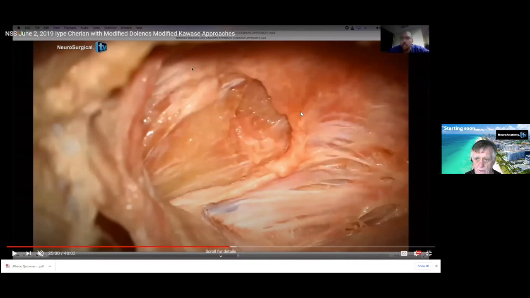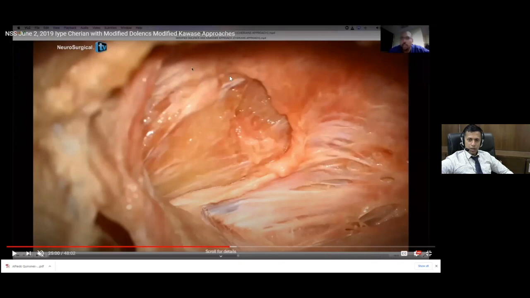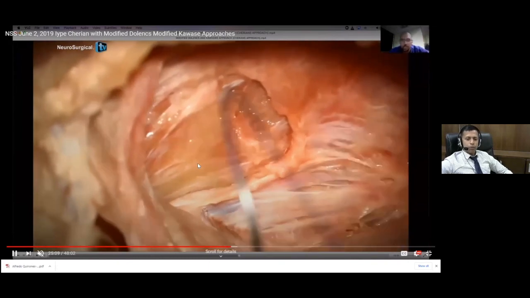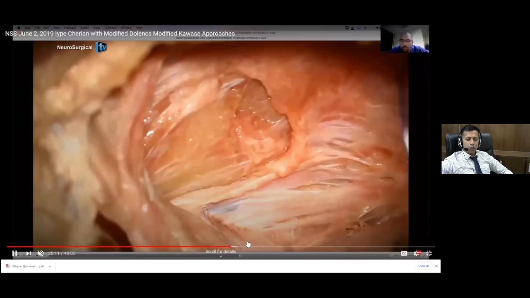It's clear. Okay, that's good. So that's the V3 that's being seen, and then you have the GSPN here, and that's the Peters ridge there, and that's the Kawase triangle. This is one of my sessions. I'm going to show you how we go ahead and drill.